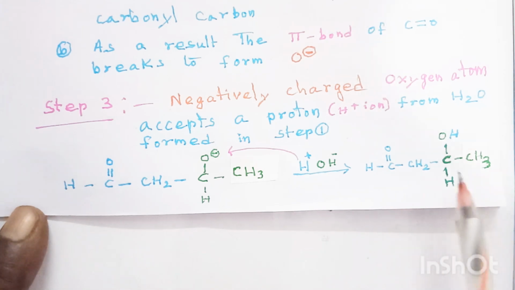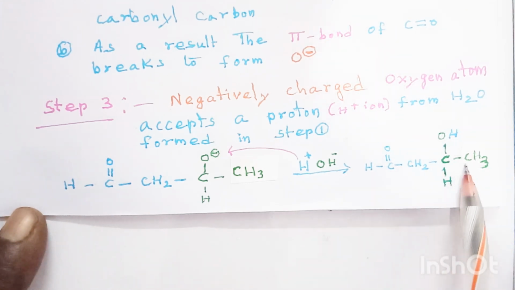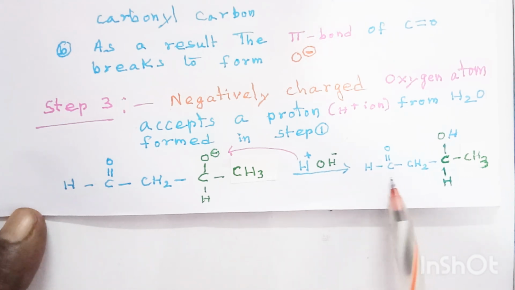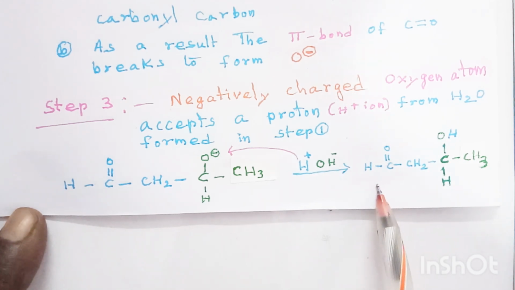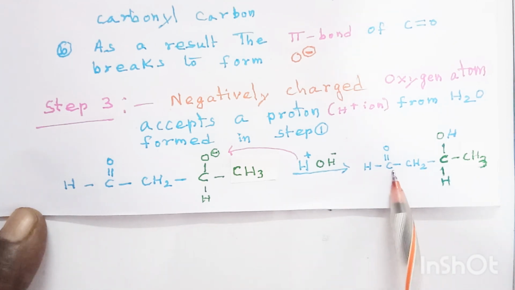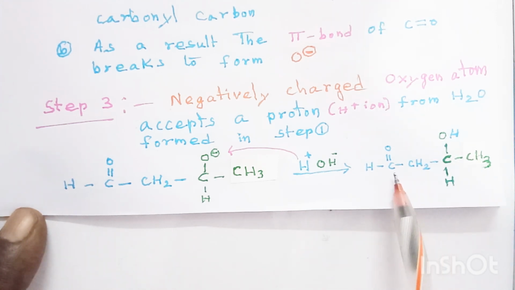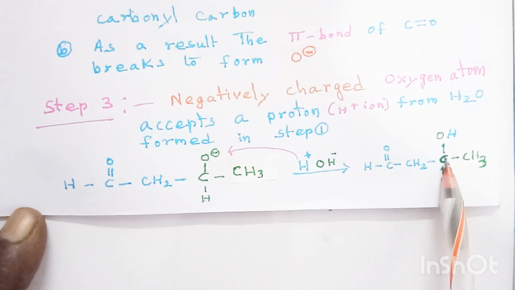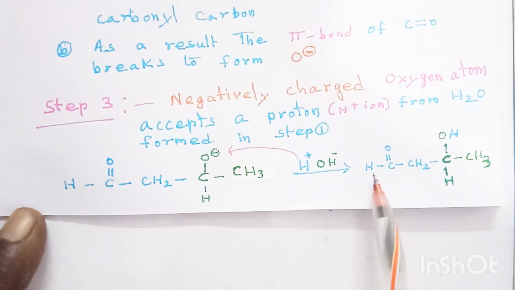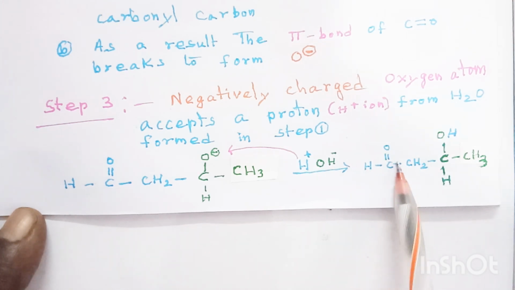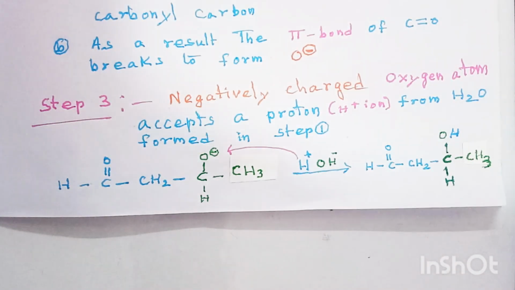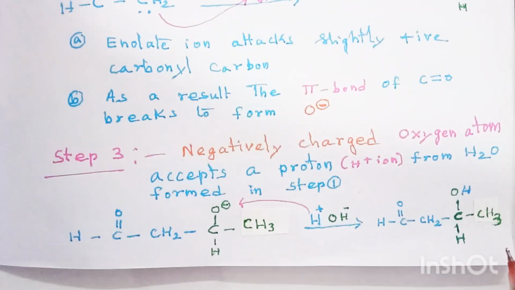This is nothing but 1 2 3 4, 3 hydroxybutanal, because the hydroxyl group is present on the third carbon atom. It is 3 hydroxybutanal because the functional group is CHO. We have written it on the left side instead of the right side, that's all. So don't get confused by it. So this is the aldol formation product.